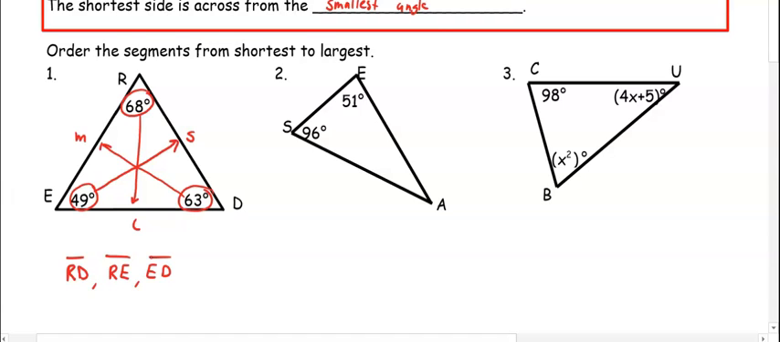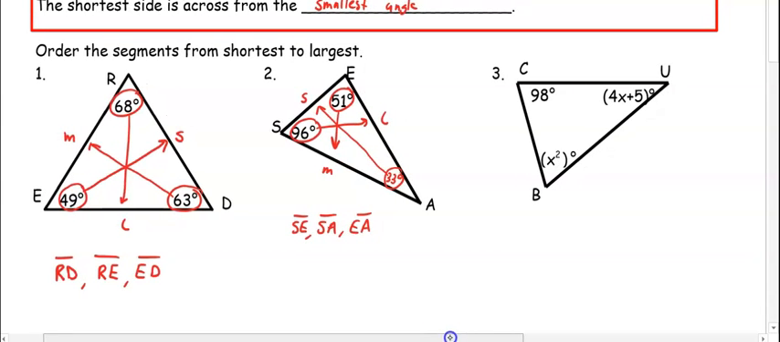In number 2, before we can put our angles in order, we need to know the missing angle. So because we have 2 angles, we can subtract from 180 to get our missing angle, which is 33 degrees. So 33 degrees is the smallest angle. So our shortest side is SE. Our middle angle is 51. So our middle side is SA. And then our largest angle is 96. So our longest side is EA.